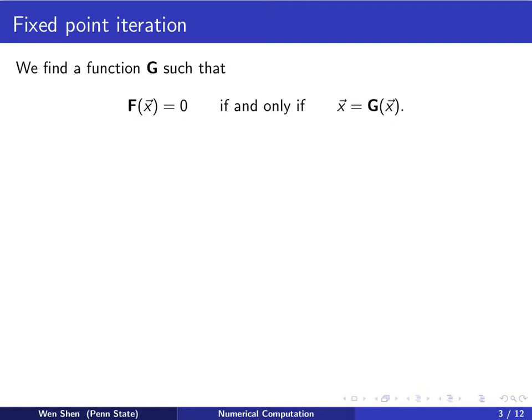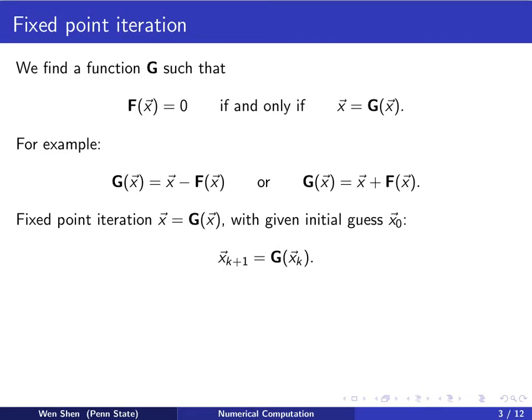So given a function, capital F of x equals 0, we find another function, capital G, such that F of x equals 0 if and only if x equals g of x. Now such a function g can always be constructed, and here we give two rather trivial examples. You can put g to be x minus f of x, or g to be x plus f of x.